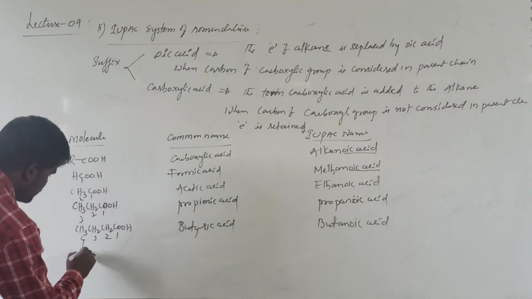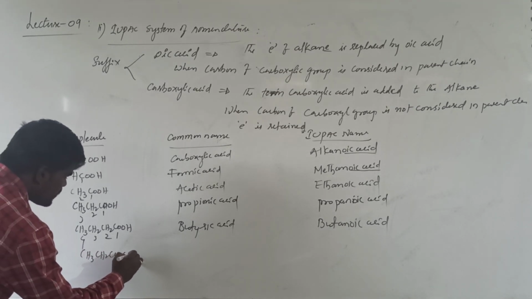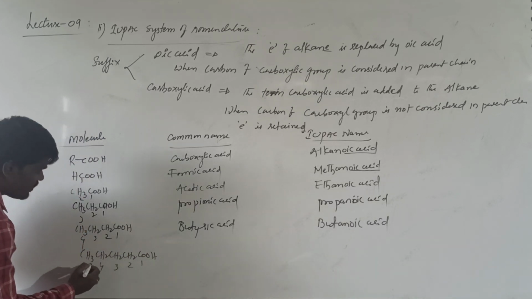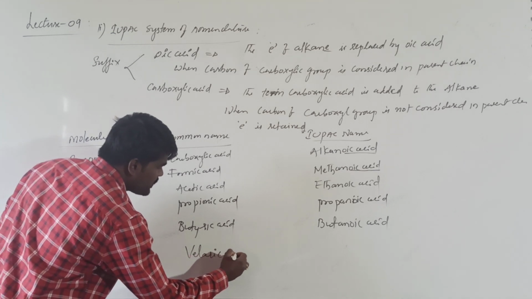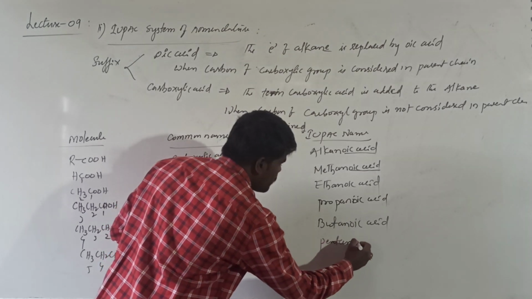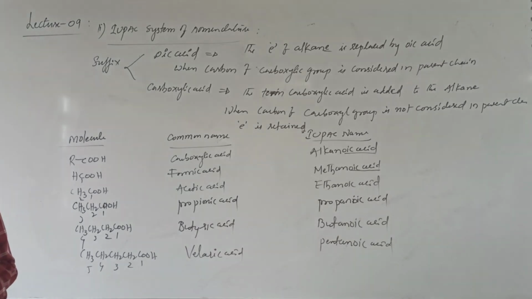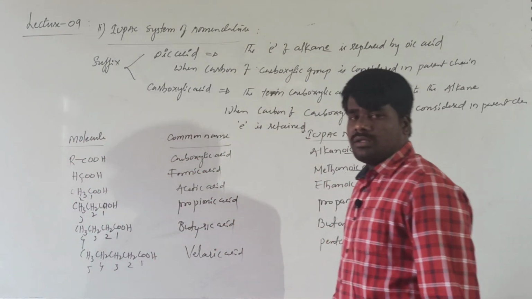Suppose it has 5 carbons, CH3, including the carboxylic group carbon, if it has 5 carbons like this, 1, 2, 3, 4, 5, we call it valeric acid. Here we call it pentanoic acid. We will see a few more examples of this, if it is clear so far, right.